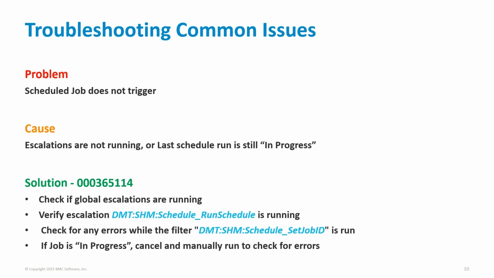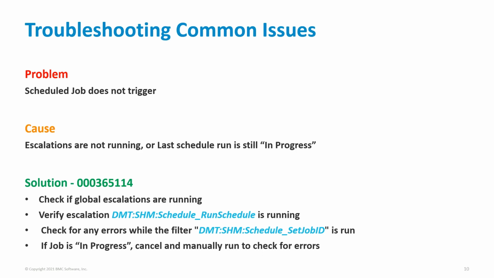Troubleshooting common issues. I have outlined some of the common problem statements, causes, and solutions which we will be discussing in the current and upcoming slides. First problem to discuss is schedule job does not trigger. Some of the common causes for the schedule job to not trigger in the Helix ITSM application is if the escalation is stuck or the last schedule is in progress.